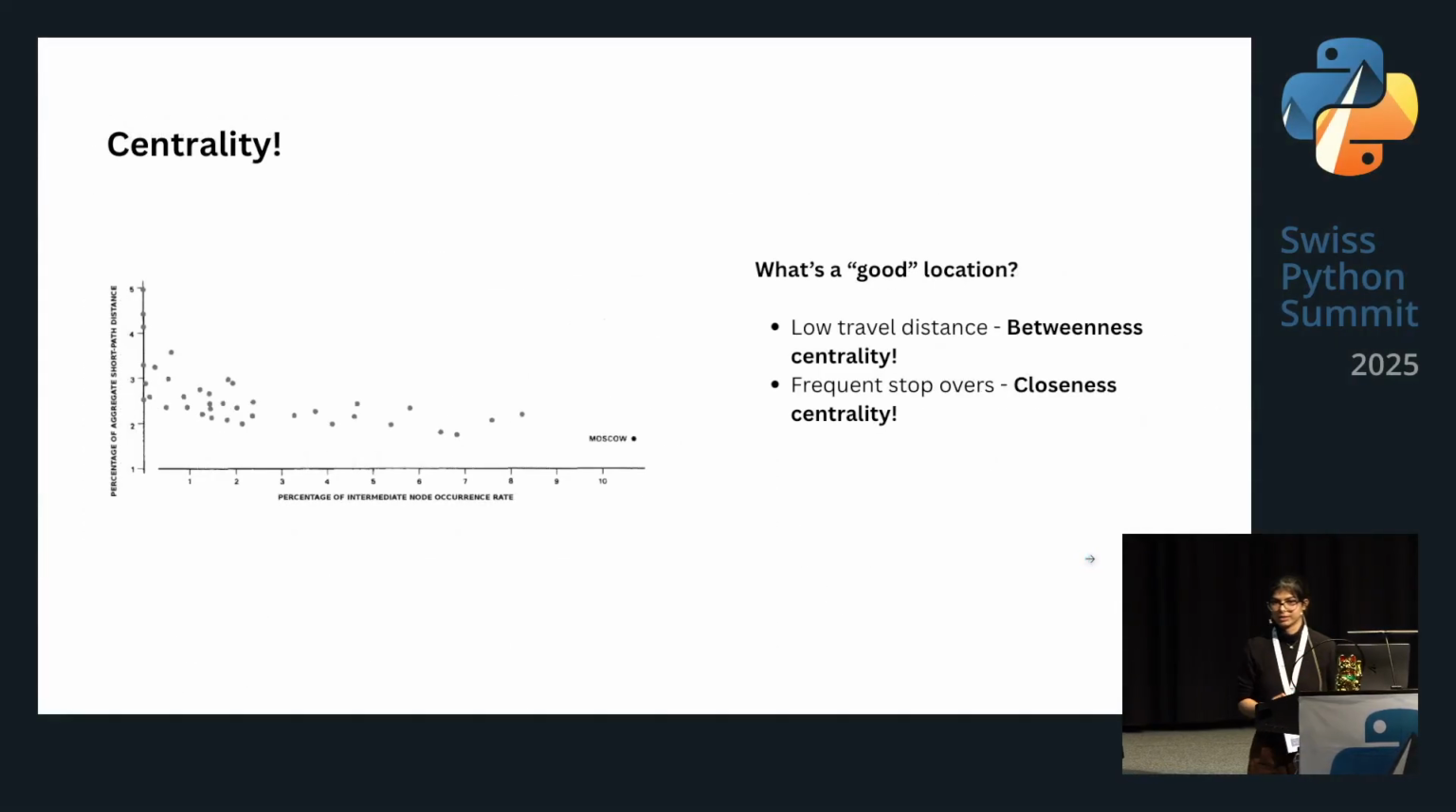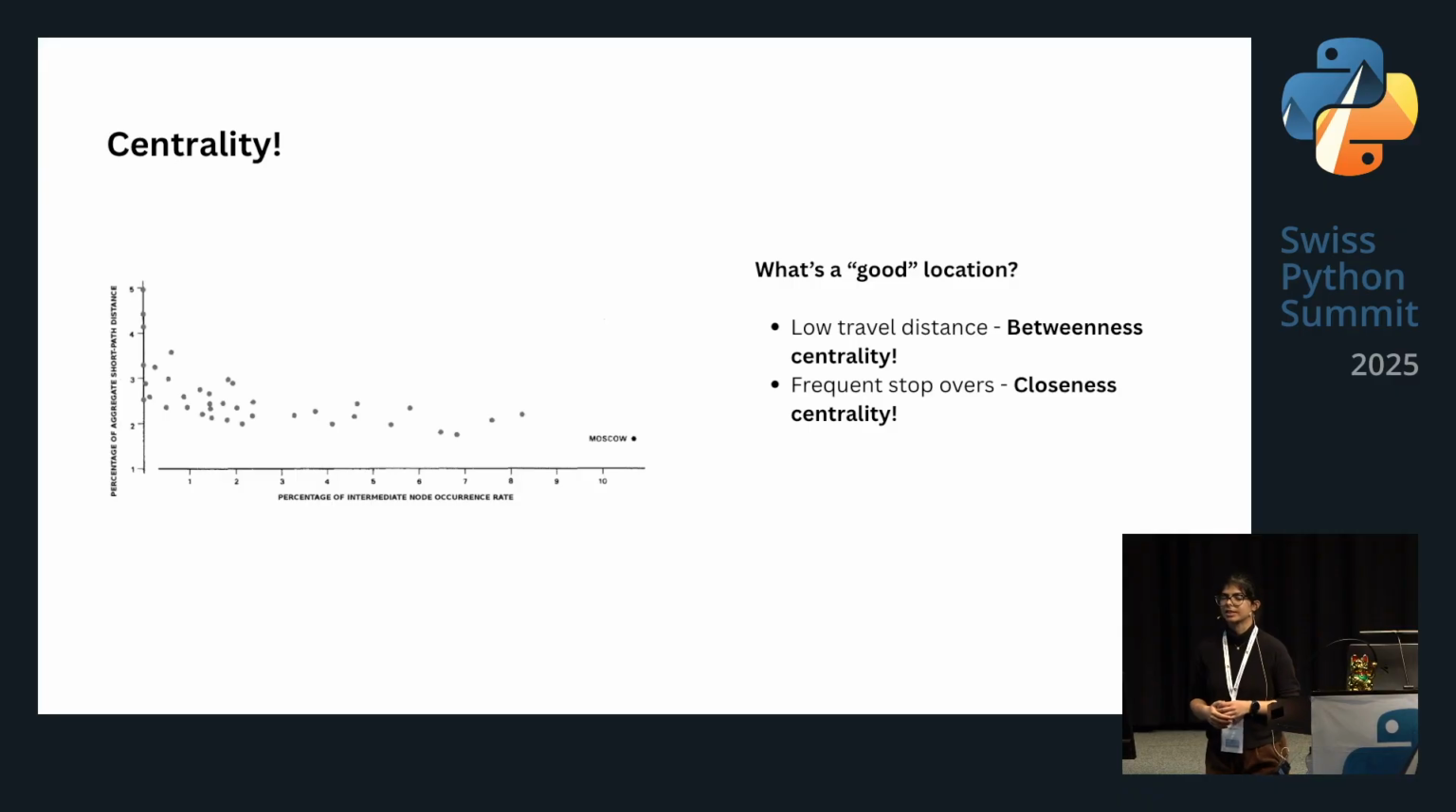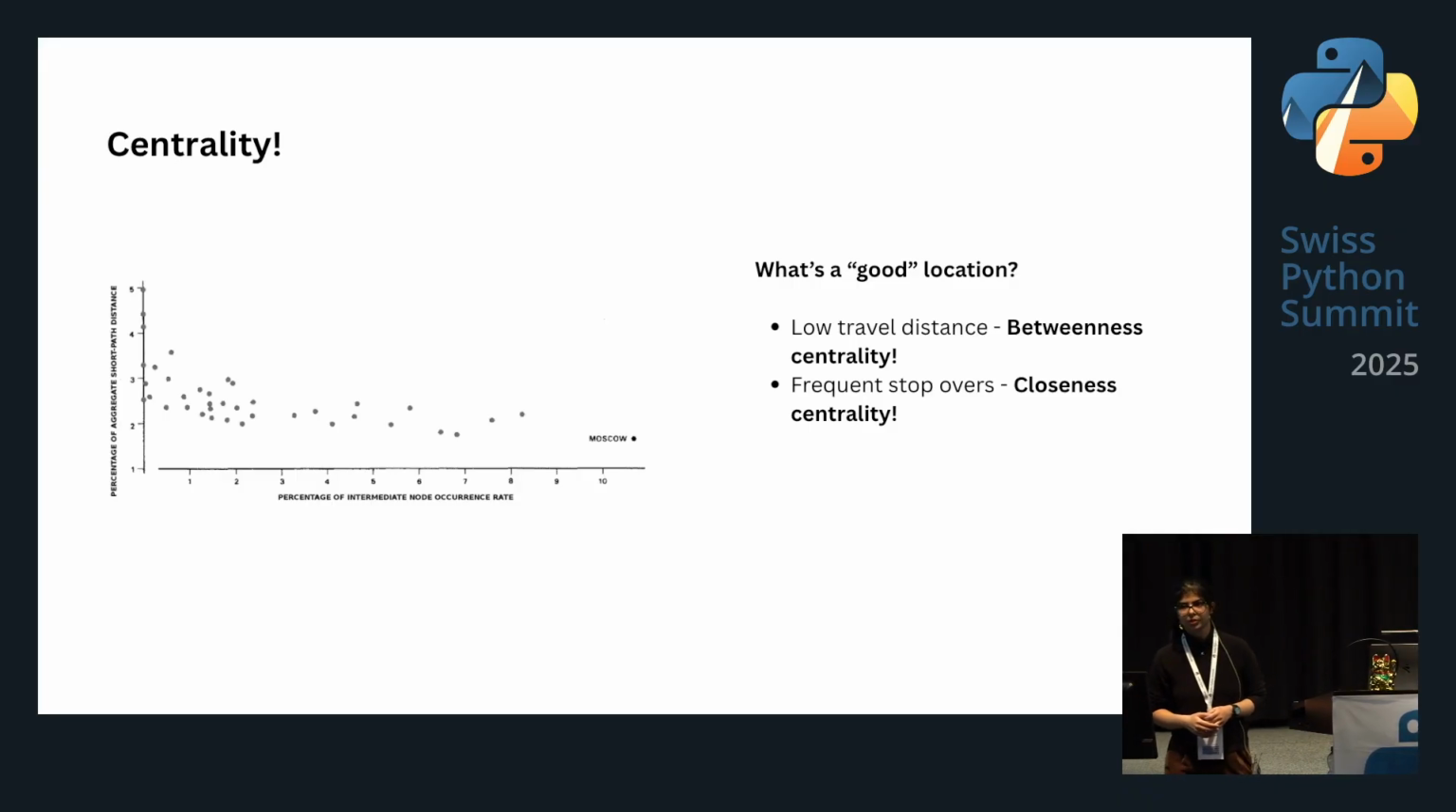And if we want to look at the network theory terms, we call the low travel distance betweenness centrality and frequent stopovers closeness centrality. Centrality is just a way of saying how important a node is in the given context. So stopover is a context. That is how we are trying to calculate the centrality in this case.